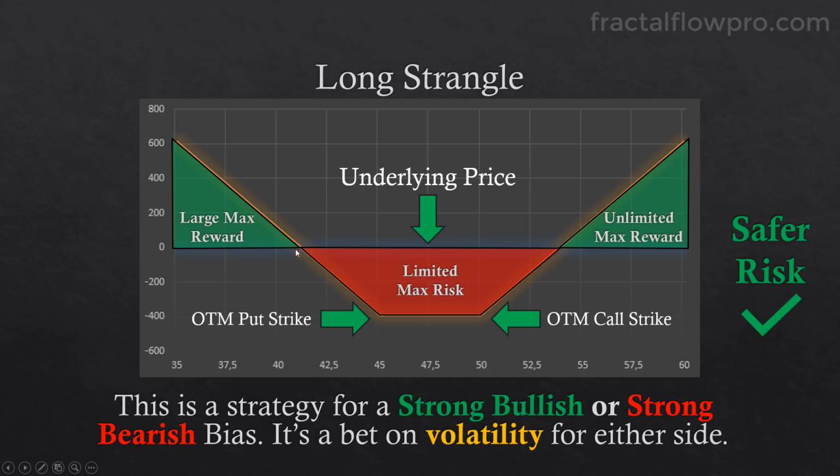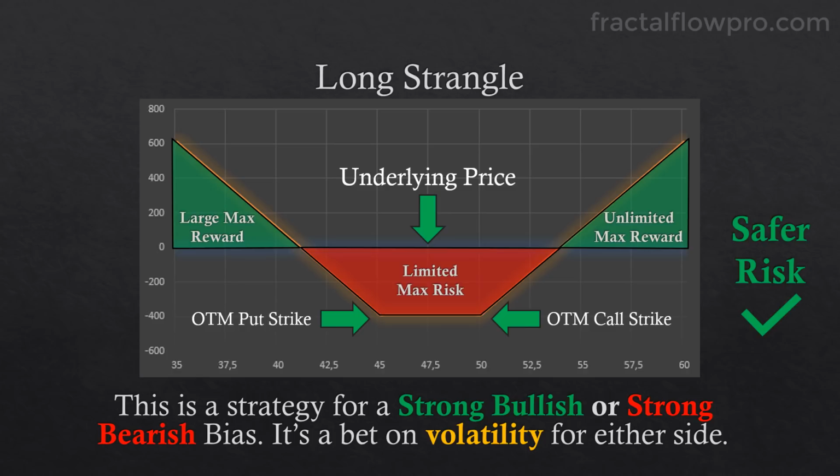Just like in the long straddle, the long strangle is a bet on high volatility for either side. In terms of risk, it's very similar to the long straddle, where the maximum total risk is limited to the sum of the option premiums. The maximum total reward is large for the downside and infinite to the upside. This is a relatively safe strategy due to the limited total risk, the bet on volatility, and the infinite maximum reward.